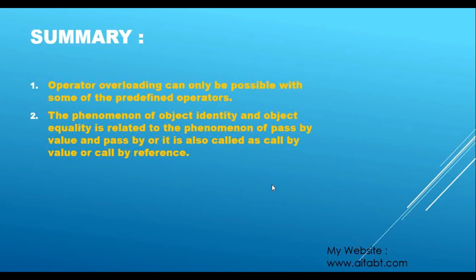So let's just quickly see the summary. Operator overloading is only possible with some of the predefined operators. As I have already told you, there are only several predefined operators that we can overload in C#. And second, the phenomena of object identity and object equality is related to pass by value and pass by reference, also called call by value or call by reference.